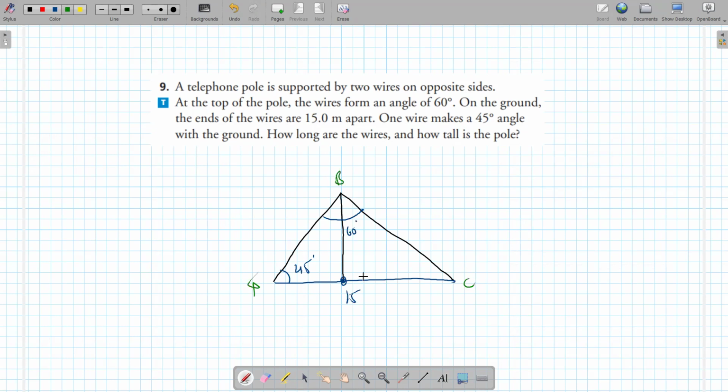So we need to find this side, AB and BC, and how tall is the pole? And we also need to find BD. So these are our 3 unknowns, AB, BC, and DB. All right, how do we even begin with something like this? How would you attack this?